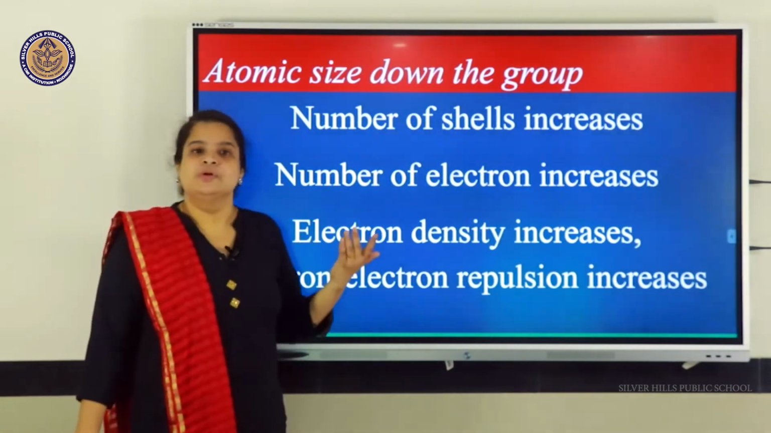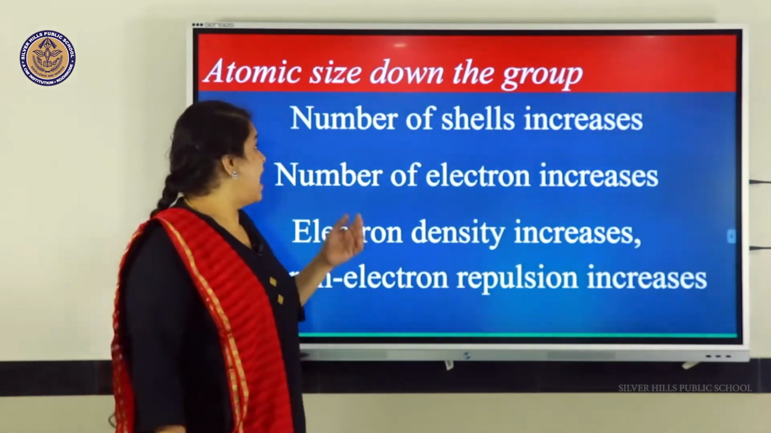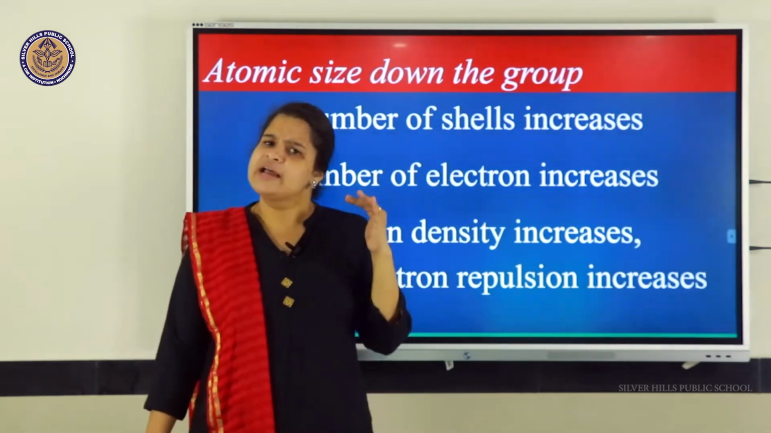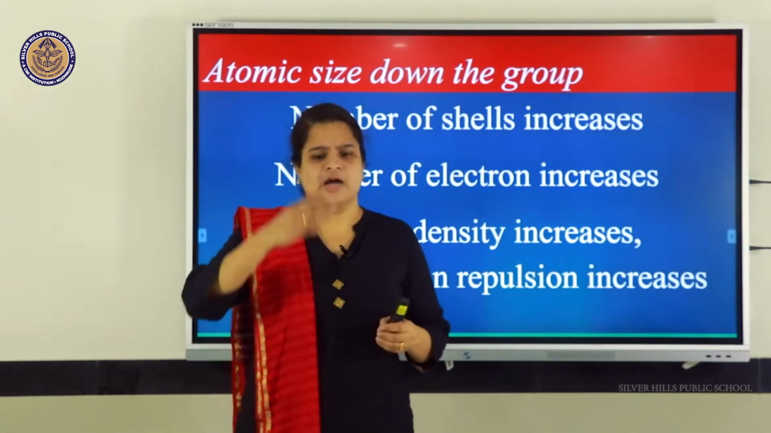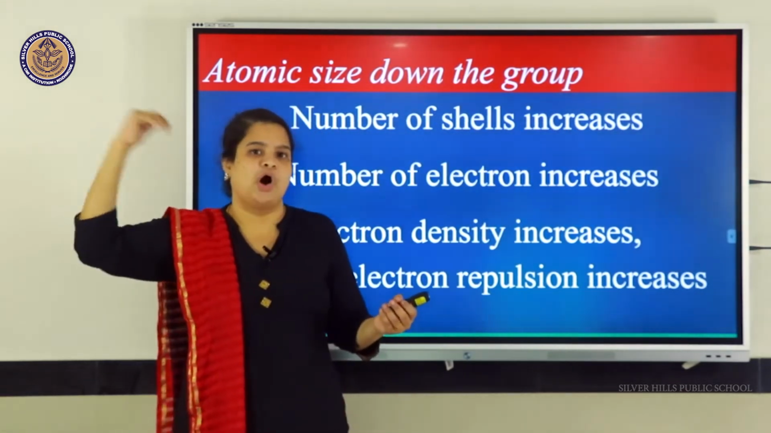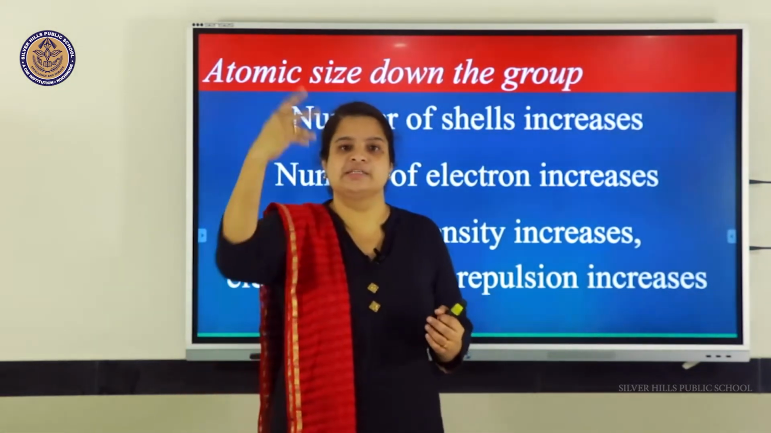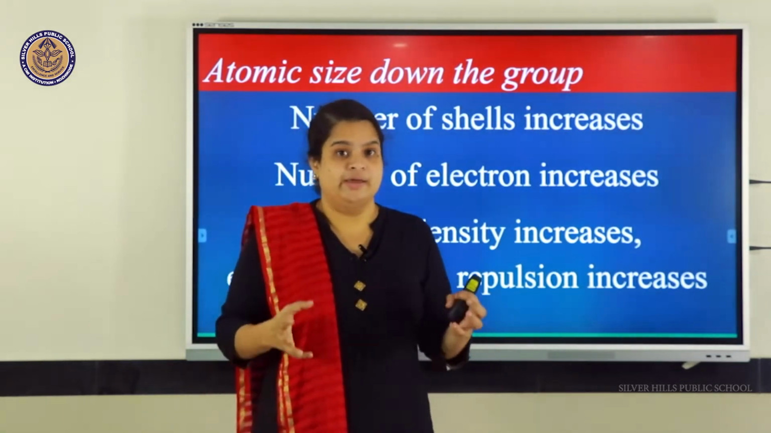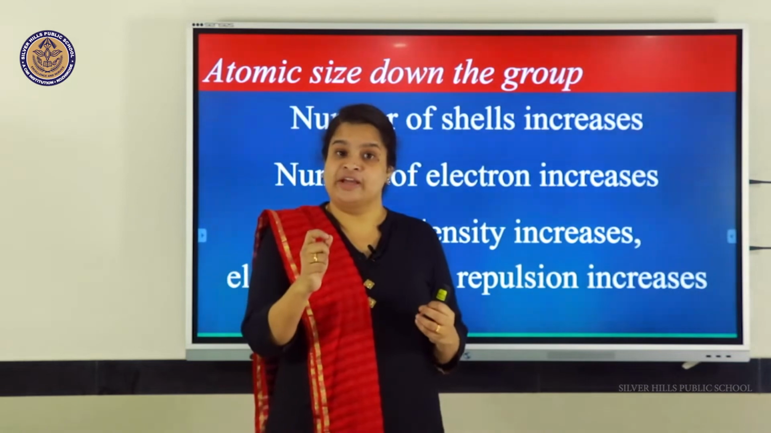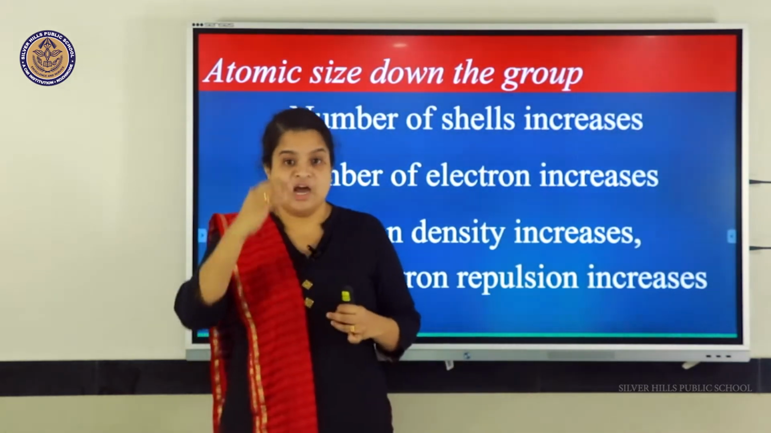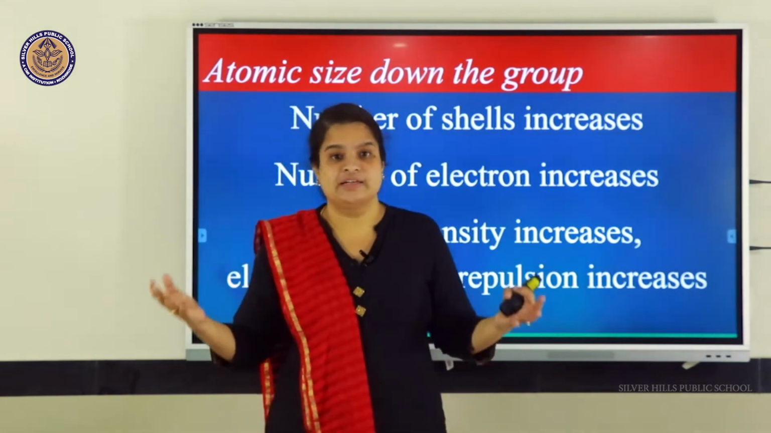Now, we will move to the last point, that is atomic size down the group. Atomic size down the group, you know that coming down the group, the number of shells is increasing. Imagine your auditorium class, the number of shells is increasing. So, whose effect will be outweighing here? The shielding effect outweighs the effective nuclear charge, because down the group the number of shells is increasing.